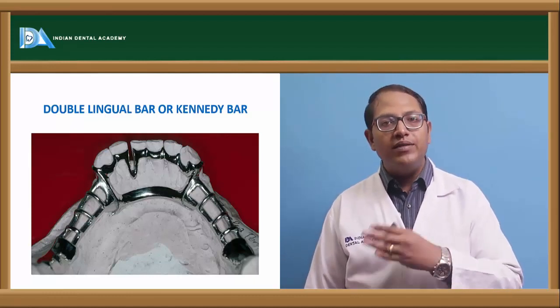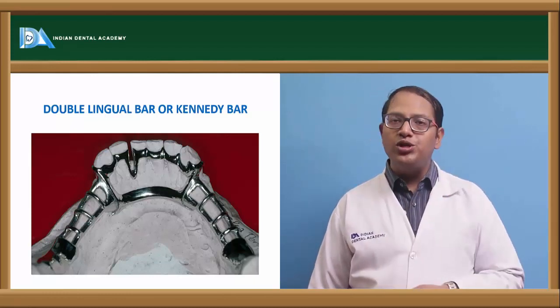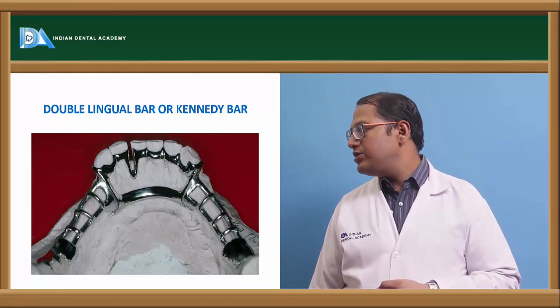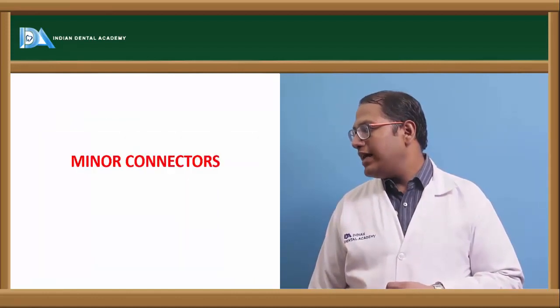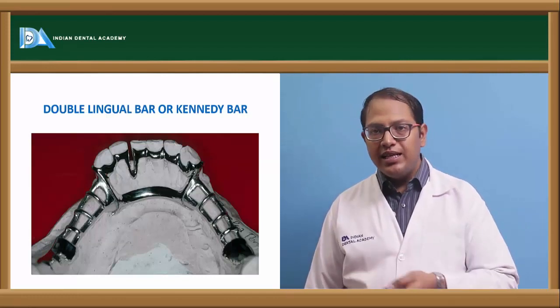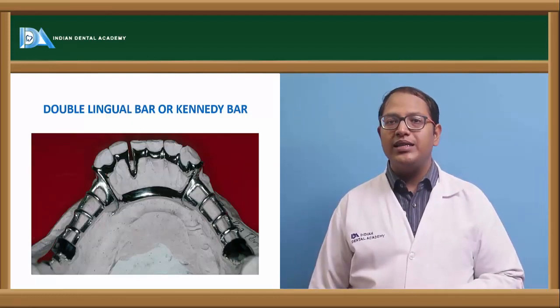So now when we are giving these kinds of things, we have to see that it is not hampering the occlusion. So these are the things that we need to take care about: double lingual bar or Kennedy's bar. In this Kennedy's bar, what is happening is basically it is a lingual plate plus lingual bar. So that is the reason.